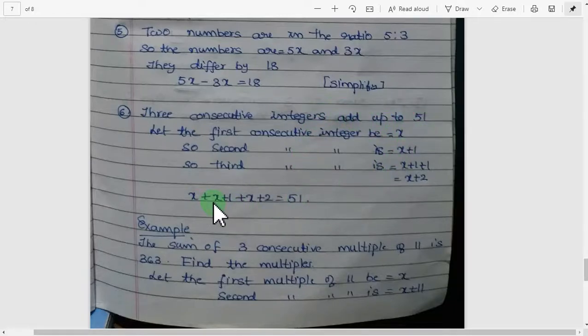So here again the simplification part is your job. Add like terms: x plus x plus x is 3x, plus 3 is equal to 51. Then take 3 to the other side. Then the coefficient of x you take to the other side, and it becomes division. Find x, and you will get only the first number. The second number you find by adding 1 to that, and the third number by adding 2 to that.